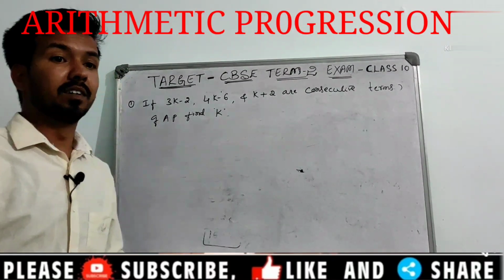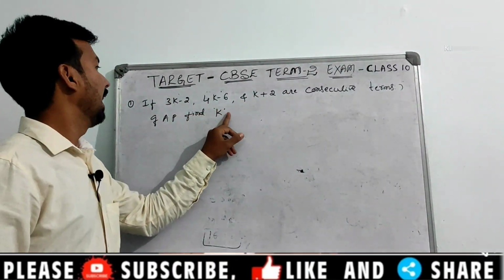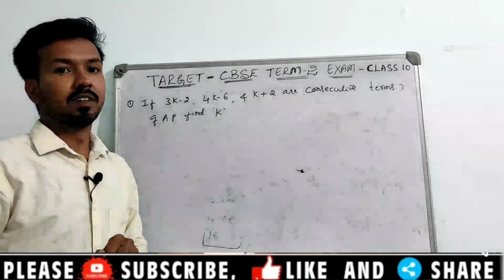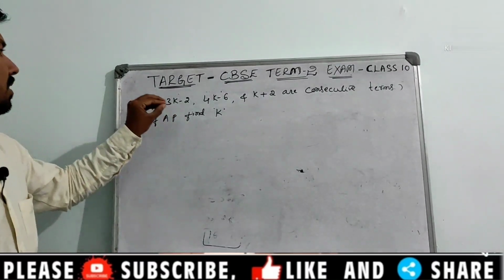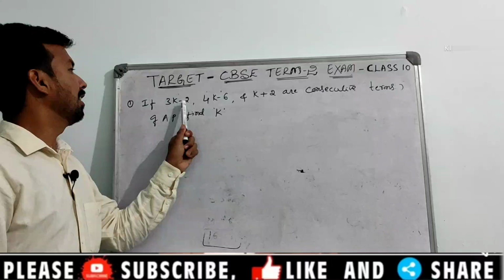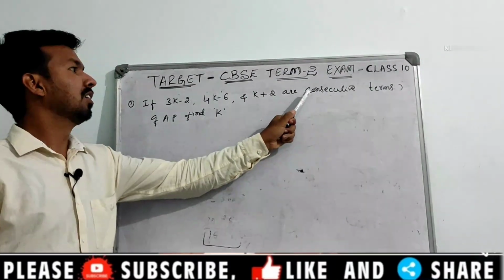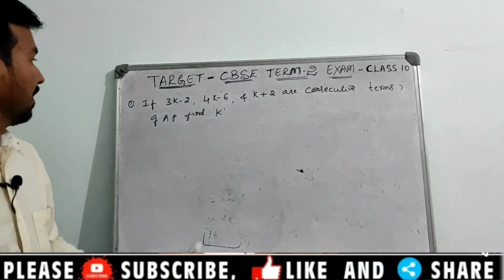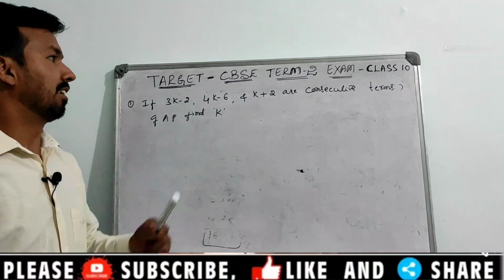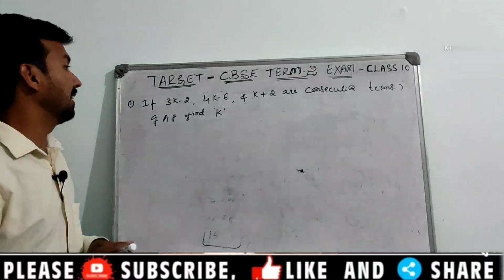Yes, children, that is a very important question. It was already asked in the examination. Here the 2 marks question is an application level question. If 3k minus 2, 4k minus 6 and k plus 2 are consecutive terms, find k, children. Here consecutive means one after the other, children.